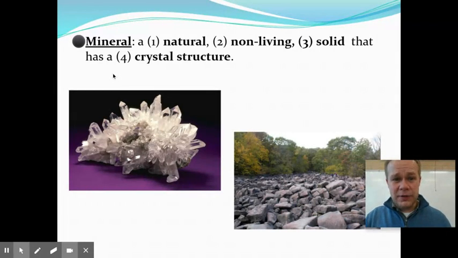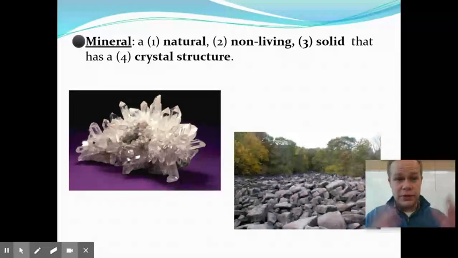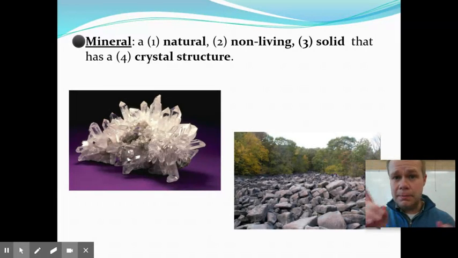A mineral by definition, and hopefully you've already written this in your notes because I posted these the other day. If not, pause the video and do it now. But a mineral has 4 properties. It must be natural, so it's not man-made. It has to be non-living, meaning it wasn't ever alive, not like a bone or like a dead tree or anything. It can't have cells in it. Non-living. It has to be solid, and it must have crystal structure.